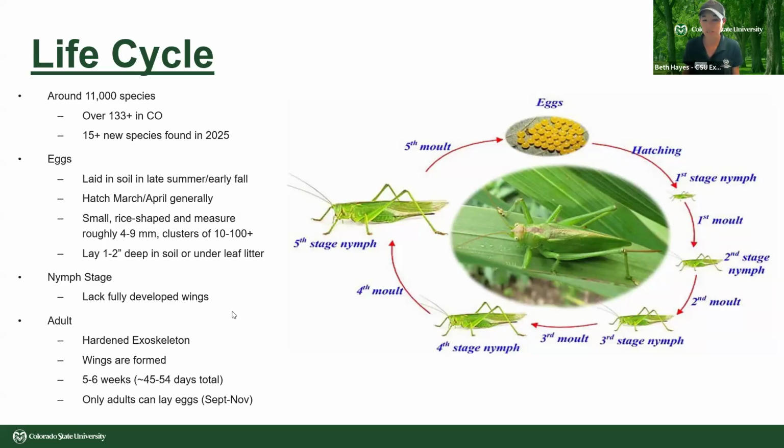And then only the adults, the ones that are fully formed, those are the ones that lay eggs in our late fall. Between September and November, it varies by species of exactly when they're going to do that, and you can see early mating behavior happening before September, but they're not actually going to be laying any eggs until at least September. So we'll talk about that.